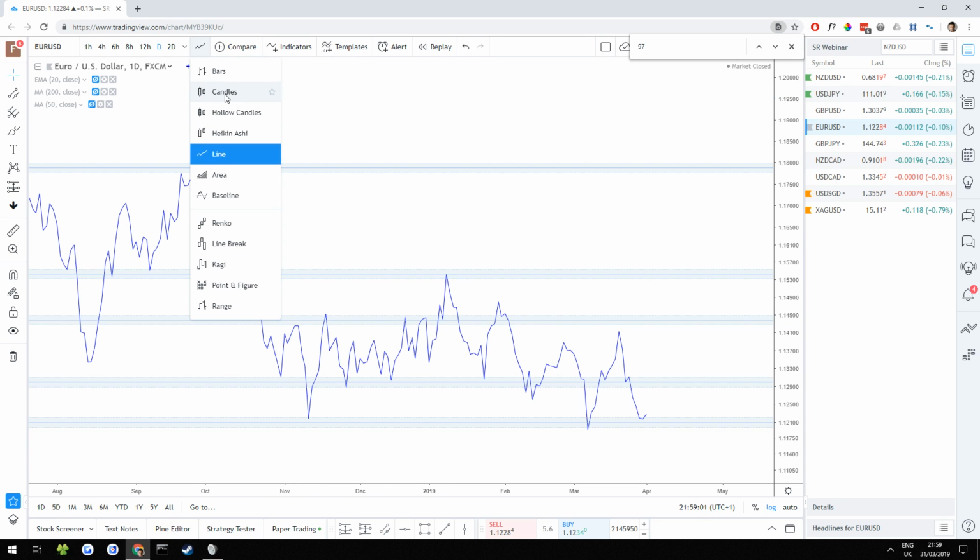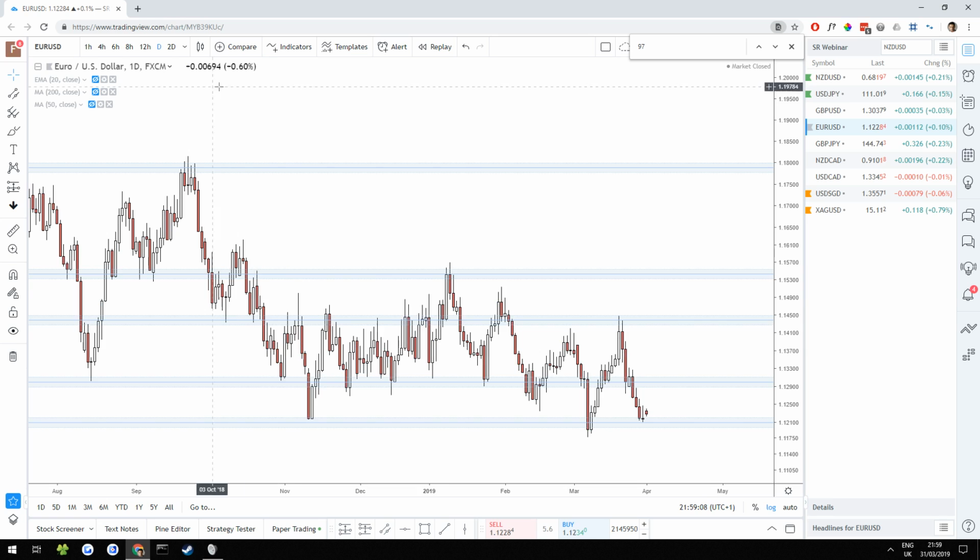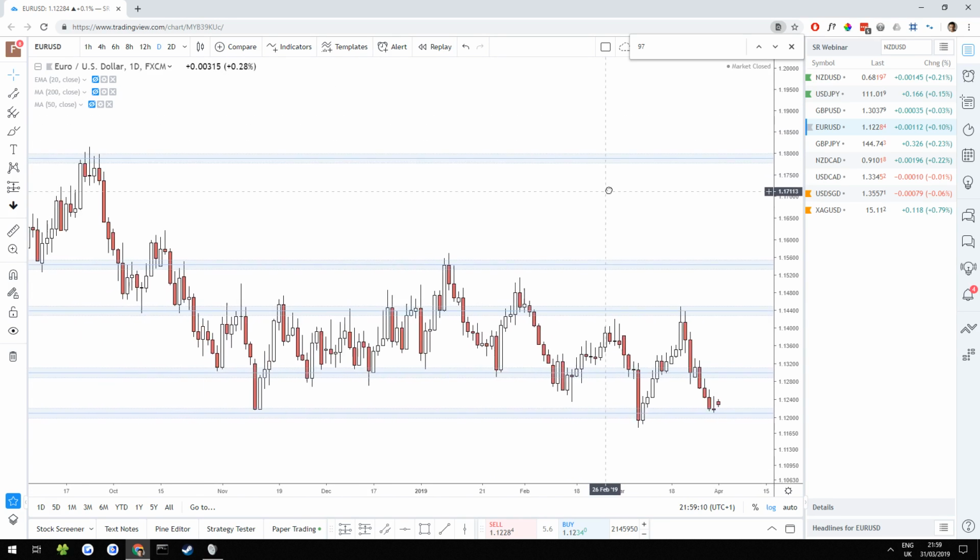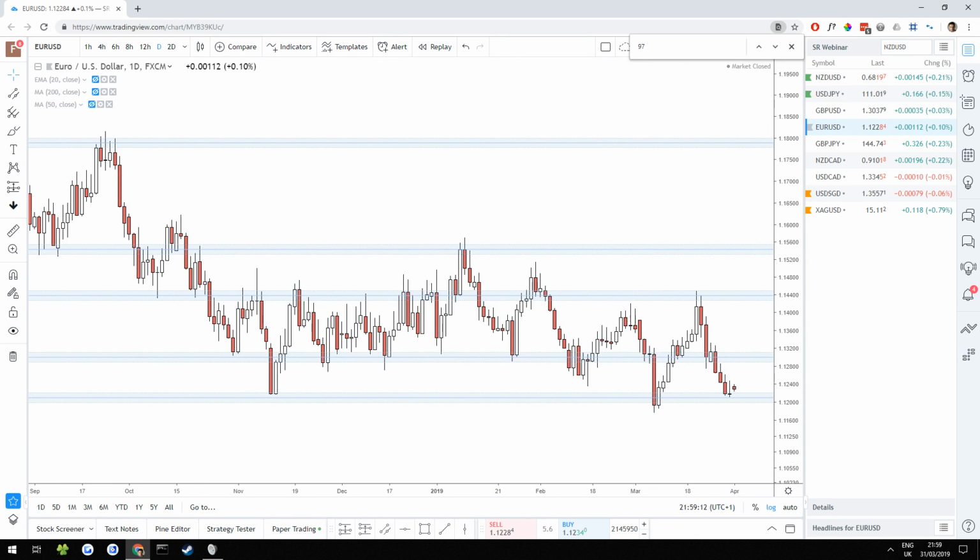It's perfectly viable. I know a lot of traders using my strategy who use line charts to place support resistance and they are trading profitably. So I don't think there's anything wrong with it.